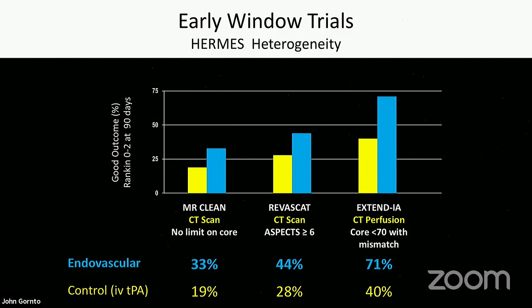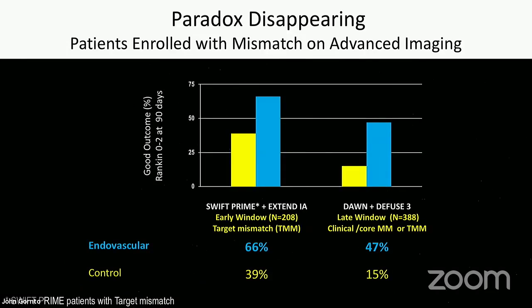Clean, which was, take everybody who doesn't have a hemorrhage on their CT, so it's a plain CT selection study, you can see the good outcome rates in endovascular were 33%. When you look at an ASPECTS selection trial like REVASCAT, it's up to 44%. And when you look at a CT perfusion selection trial that's looking for patients with salvageable tissue, it's 71%. So, when you mix them together, you're losing that heterogeneity. So let's compare apples to apples.